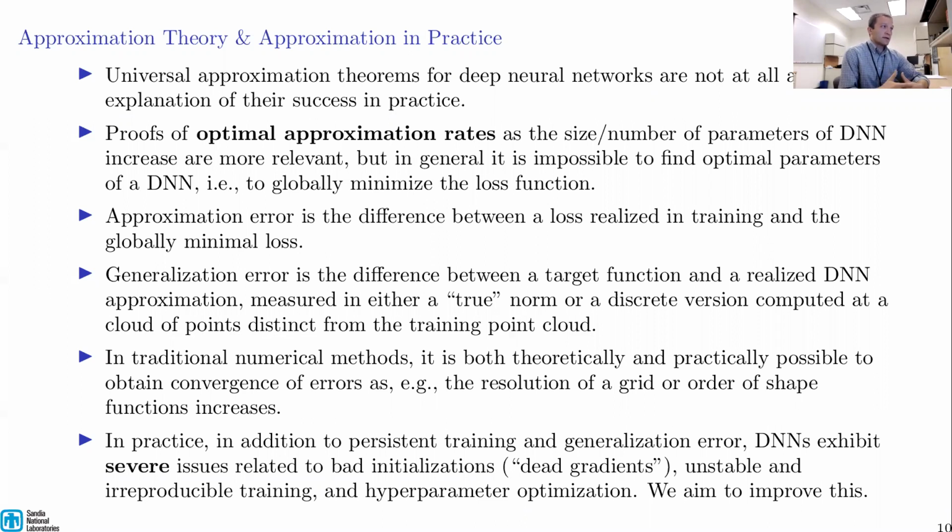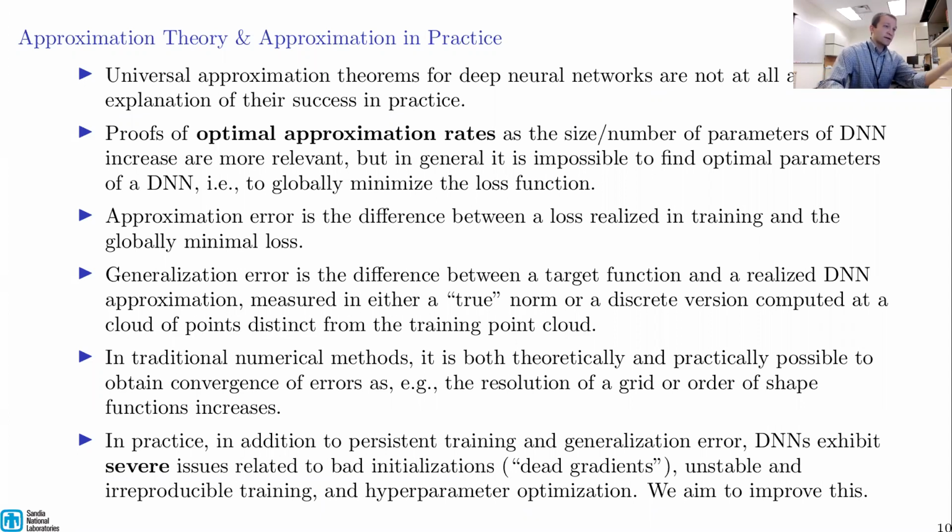And so the issues there are your various types of errors. There's the optimization error, which is the difference between the loss you realize using training and the globally minimal loss. And then there's the generalization error, which is the difference between your approximation, however you found it, and your target function as measured in your true Lp or Sobolev norm, or some approximation to that, some discrete norm computed at a different cloud of points, your test set.